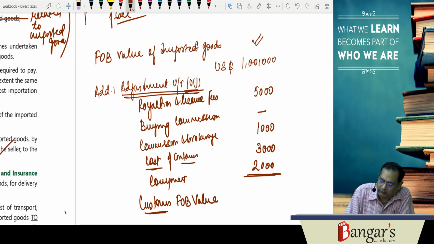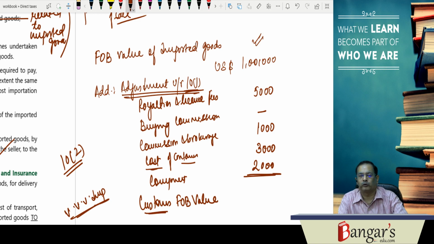Now this is very, very important, the adjustments which we will be discussing in 10(2). Rule 10(2) adjustments are very, very important. A practical question can be asked from here. So it is, say, 1 lakh, 5,000, 6,000, 9,000 and 1 lakh 11,000.